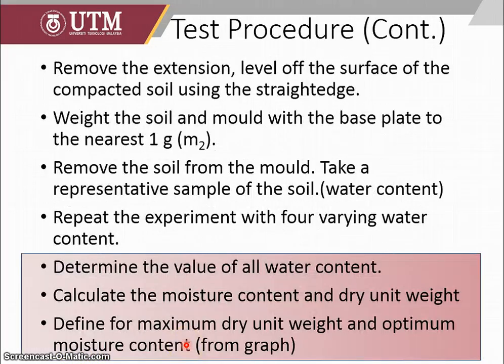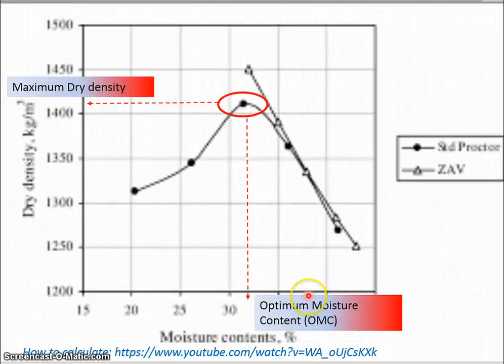So what we have to do is determine all the moisture contents, and define the maximum dry density or dry unit weight. Plot the results of dry unit weight against moisture content, and get the optimum moisture content and also the maximum dry density or maximum dry unit weight from the graph, not from the calculation, from the graph.